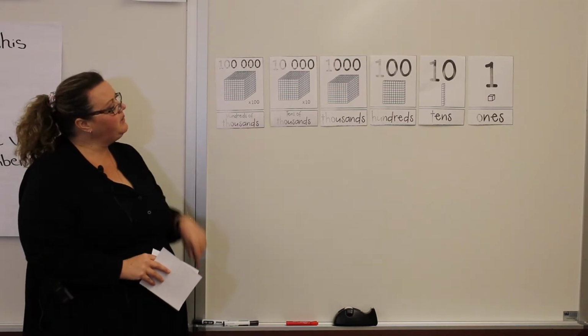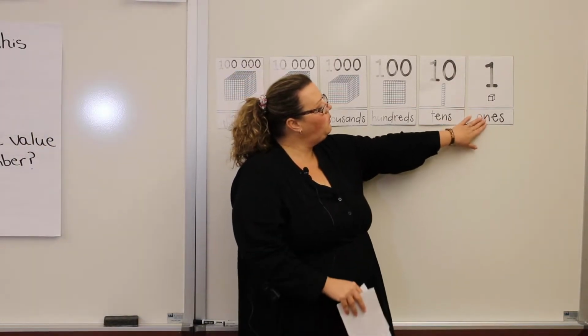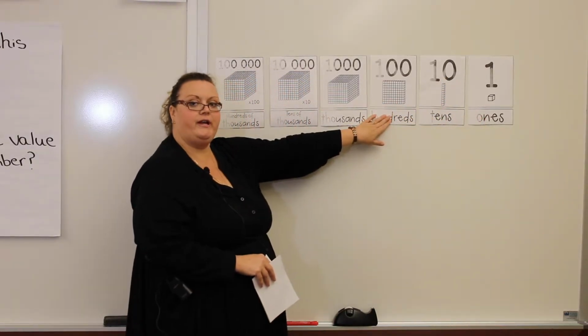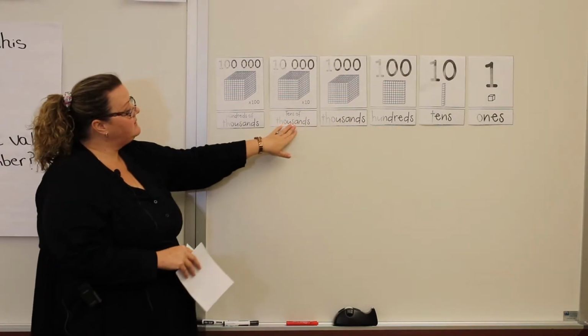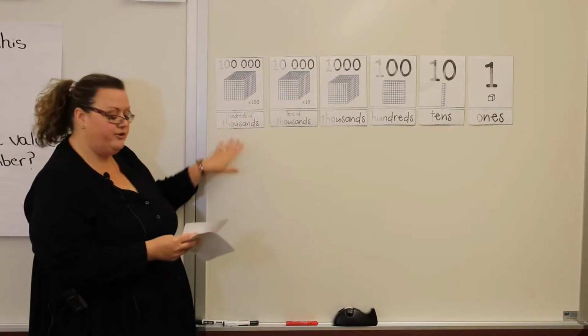All right, so if you look up here, each one of these is 10 times the other number. So 1 times 10 is 10. 10 times 10 is 100. 100 times 10 is 1,000. 1,000 times 10 is 10,000. And 10,000 times 10 is 100,000.